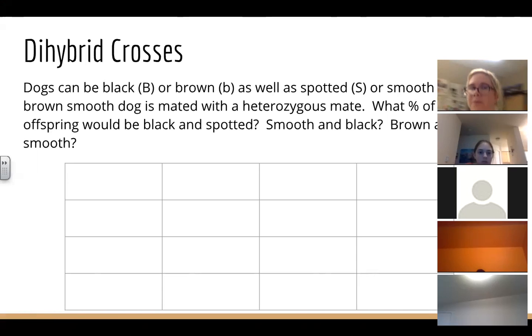Okay, never mind. So Mendel also found out that both traits of an organism, two traits of an organism, can be inherited independently.